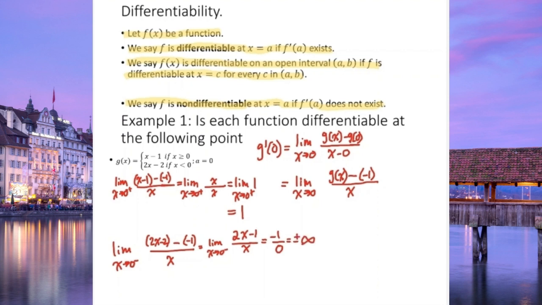Since I only care about whether or not the limit exists, I don't have to determine which infinity I would approach, but this is enough to conclude that my g prime of 0 does not exist, which means our function g of x is non-differentiable at a equals 0.